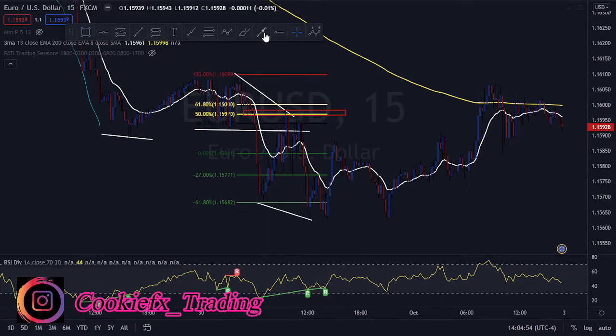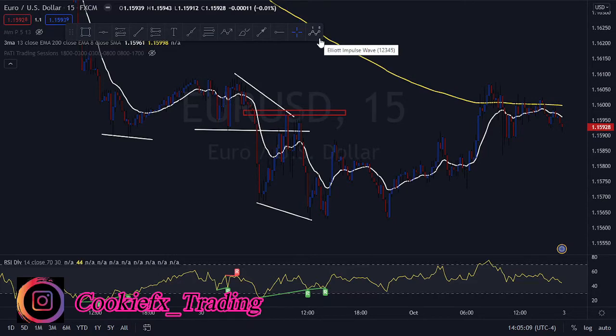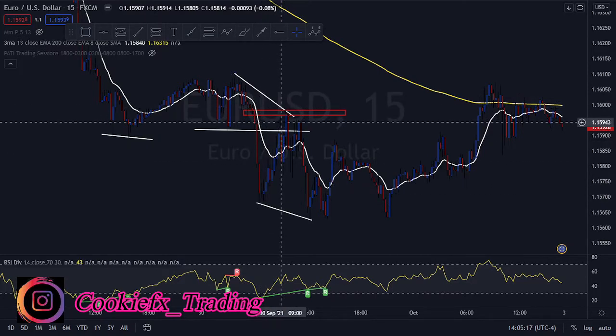Let me say this about fibs and divergence. The market moves in Elliott waves. So what do I mean by this? Let me take this off as well before I go to Fibonacci. As you can see right here, it broke structure to the downside. It has to pull back up.